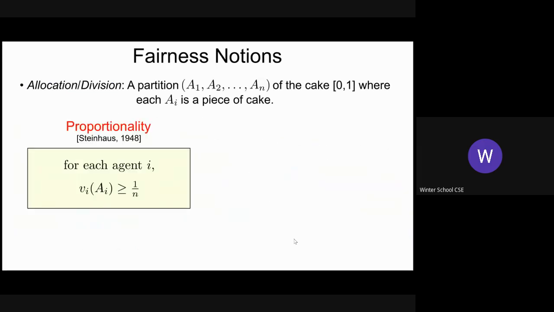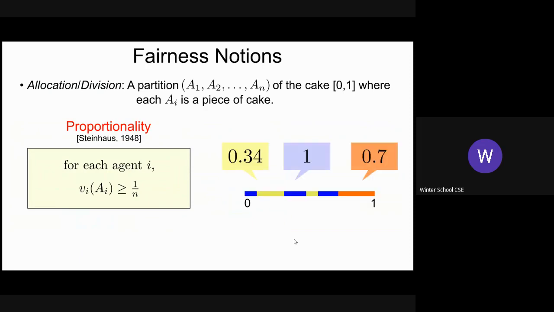Okay. So this is one way of formalizing fairness. Here's a question for you. Is this a fair allocation in this sense? Let me tell you how to read this. Again, there are 3 agents, yellow, blue, and orange. The yellow agent's value for its own piece, the yellow piece, is 0.34. The blue agent's value for its own piece, the blue piece, is 1. And the orange agent's value for its own piece is 0.7. So is it a proportional allocation or not?